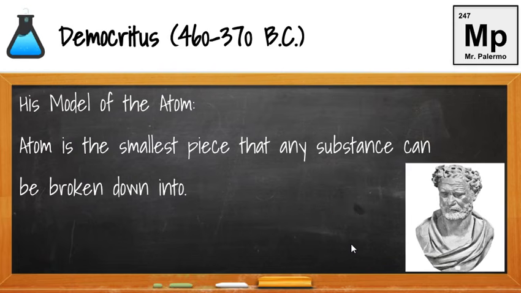So we're going to start off our journey for the development of the atom with Democritus. And Democritus did a very simple experiment. What he did is he took a seashell and he started breaking it apart into smaller and smaller pieces. And eventually he was left with a fine powder, and he realized he could not break those small pieces up any further. He said they were indivisible. And he called those small pieces then atomas. So his model proposed that the atom is the smallest piece that any substance can be broken down into.